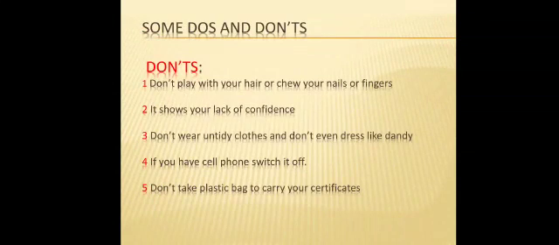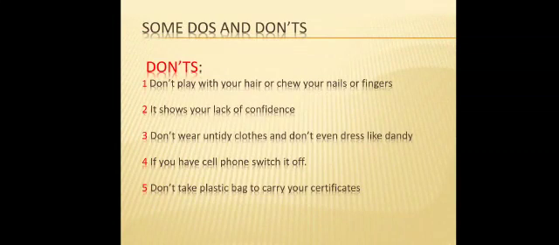It shows that you lack confidence. Your confidence is not just over there. So therefore, we need to be very confident. You should not perform such kind of activity before the interview panel. Don't play with your hair or your nails or fingers. We need to be very cautious regarding that.